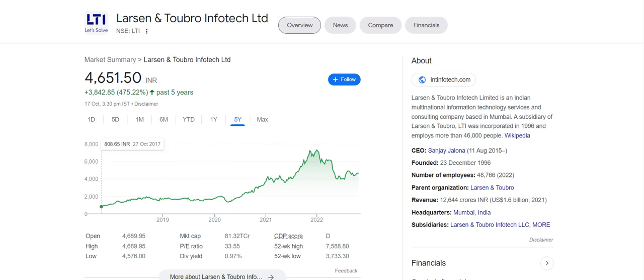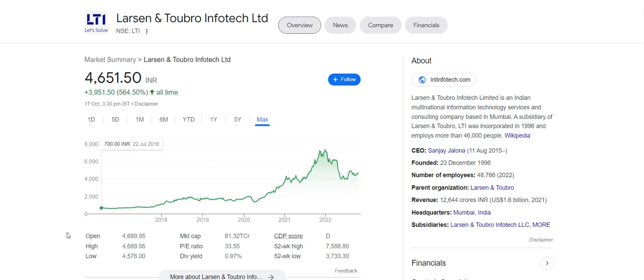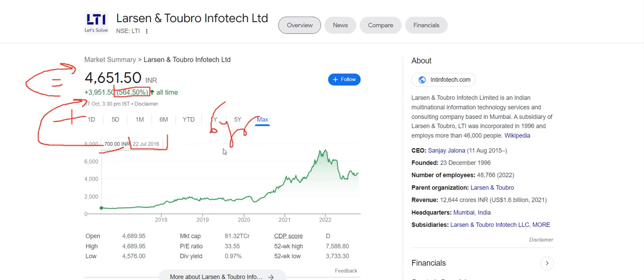Now when we click on maximum, on 22nd of July 2016, its price was 700 rupees. From there it added 3,951 rupees, which is a 564.50 percent increase in value, and it became 4,651 rupees. So it's a 6 year, recently listed company. In 6 years this company has increased your wealth 5.65 times. How much? 5.65 times your wealth has increased. Got the point? So beautiful company, superb result, and everything is excellent. In a very short span of time it has given so much tremendous return.